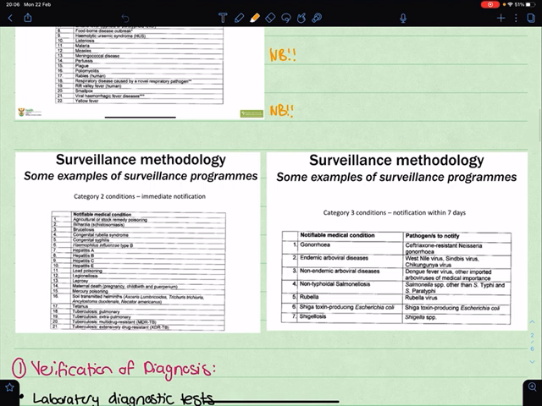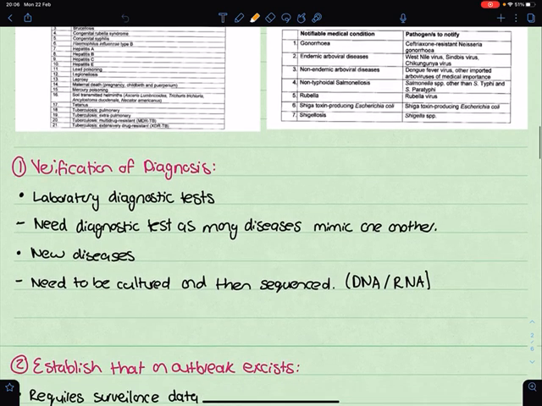Then you get your category 2s. These are just immediate notifications after a diagnosis. And then you get your category 3, which you have to notify within 7 days.